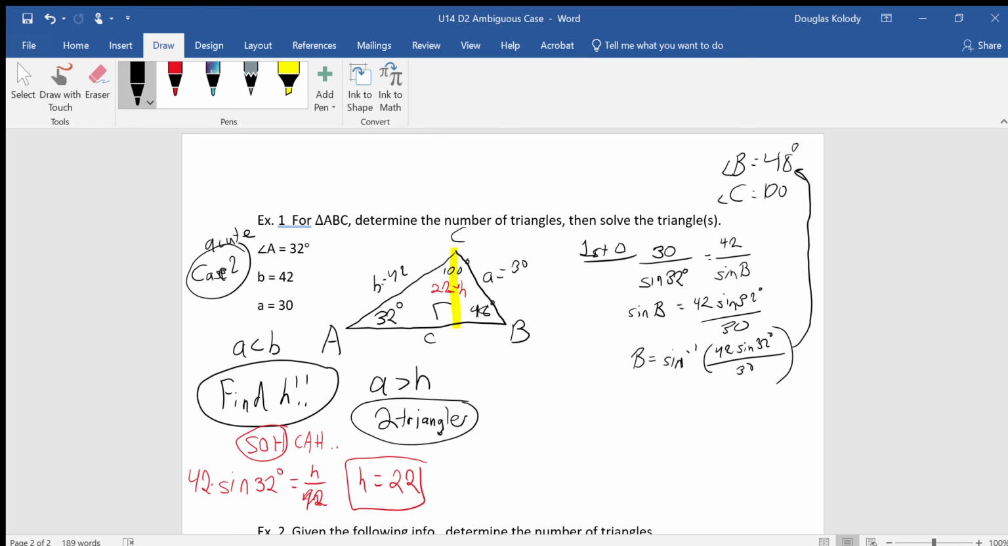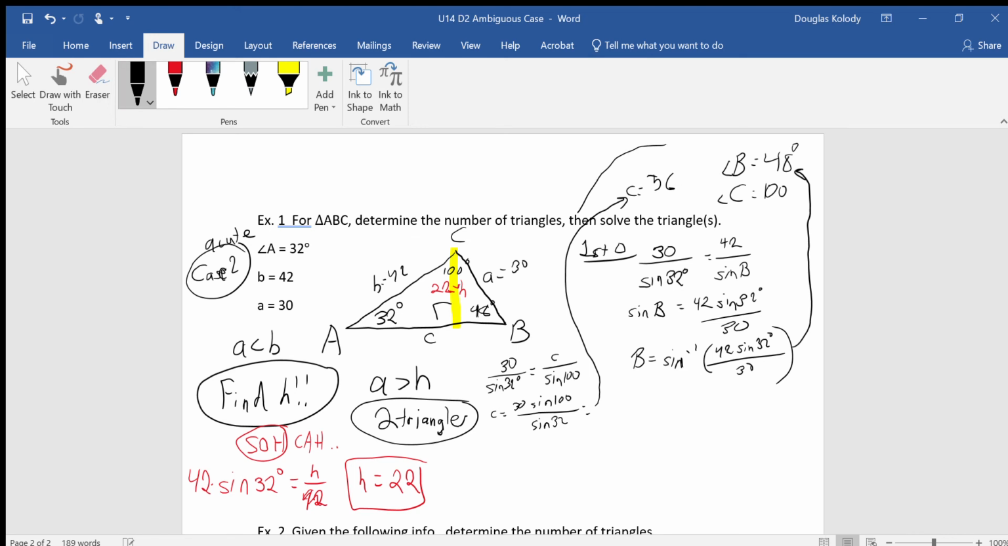I could find C very quickly. I'm going to use the same setup. 30 over the sine of 32 degrees equals side C over the sine of 100. Okay, and now I'm going to find side C. Side C is just going to be 30 times the sine of 100 all divided by the sine of 32. And what will that equal? Let me draw it right up here. Side C is going to equal 56.